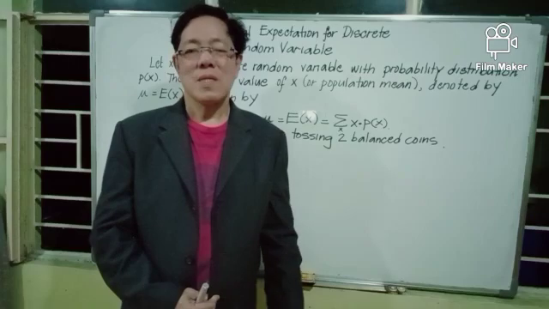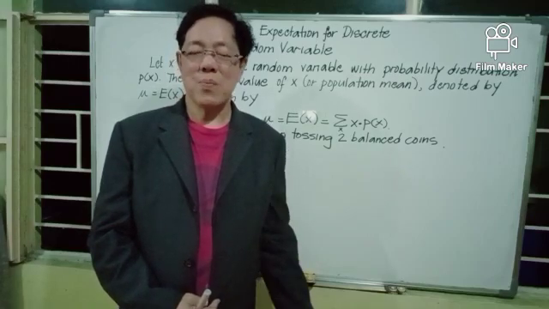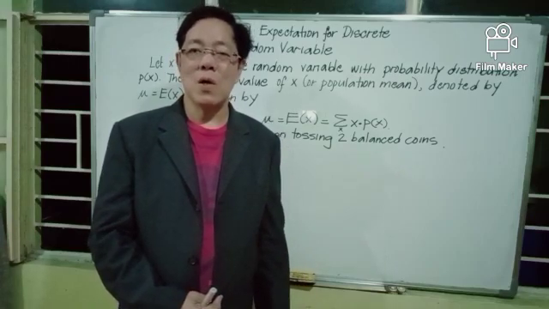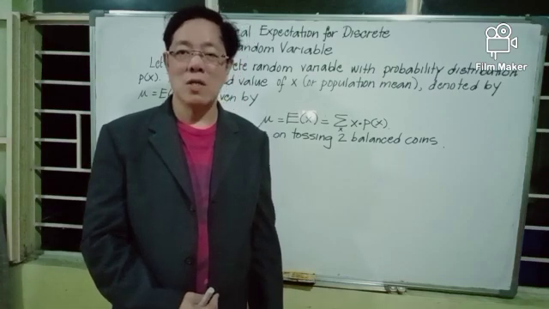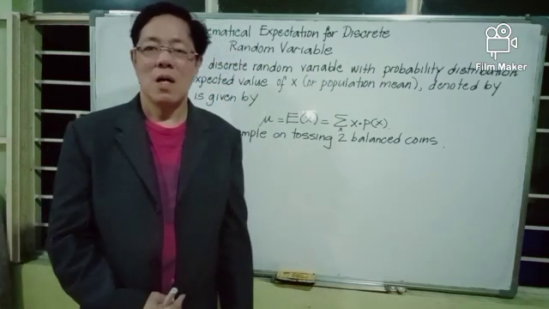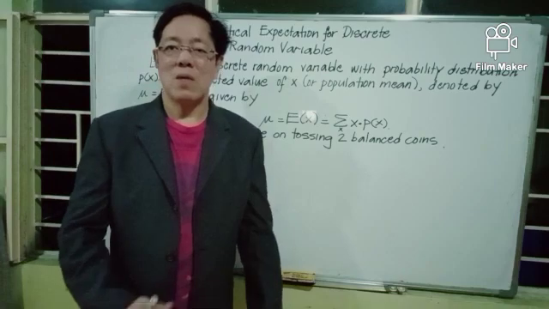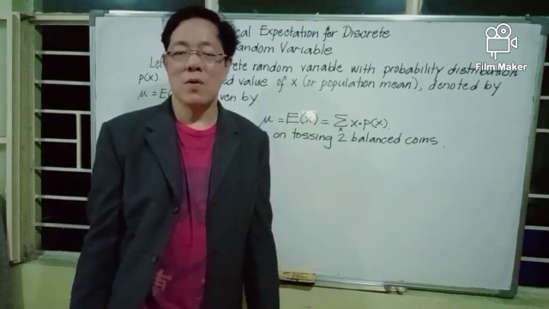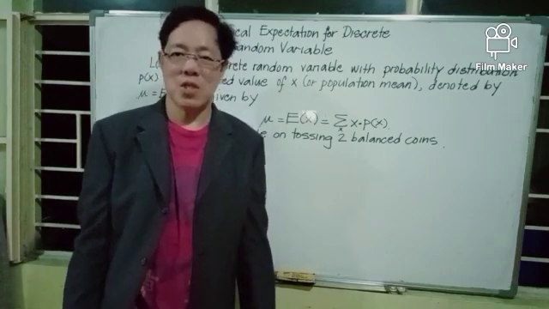In the previous lesson, if you recall, we had an example of tossing two balanced coins. We take that example as our first example for mathematical expectation.